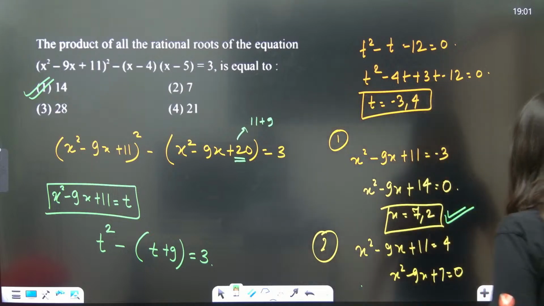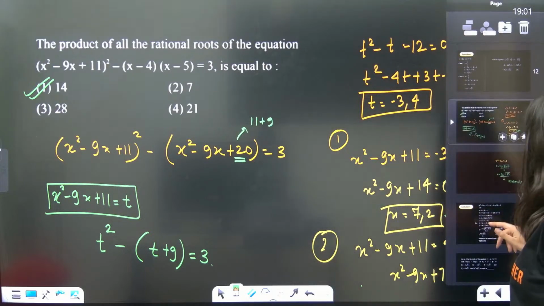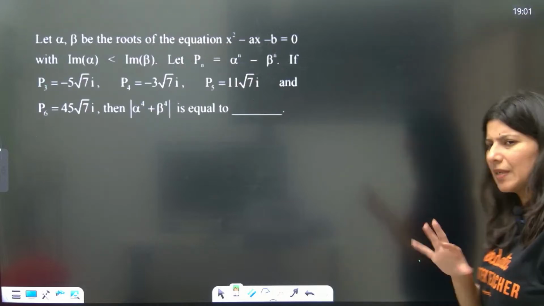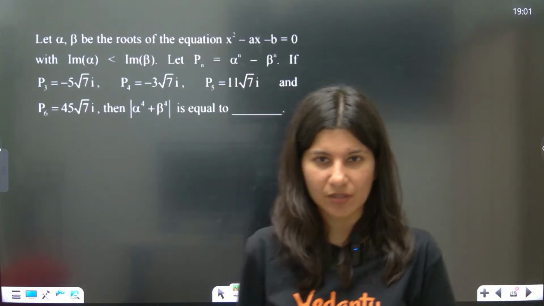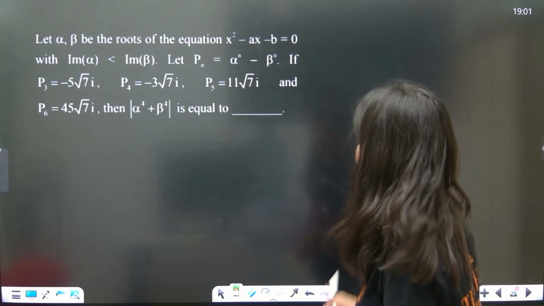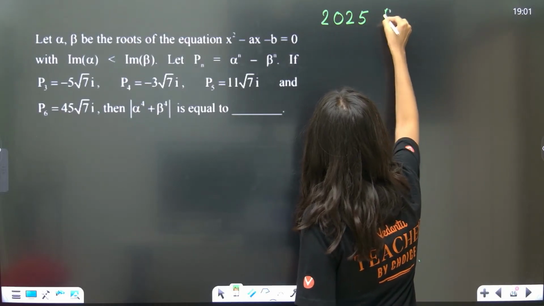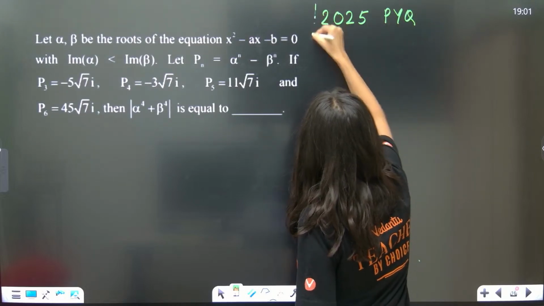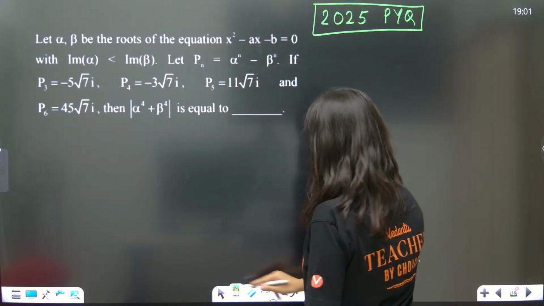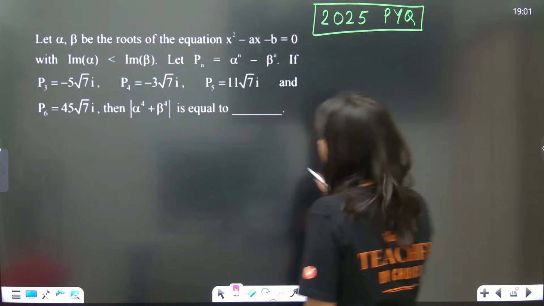Got it. Next question. The next question is from a quadratic plus complex numbers combination. And this is based on Newton's formula. This is also a 2025 PYQ. Newton's formula.